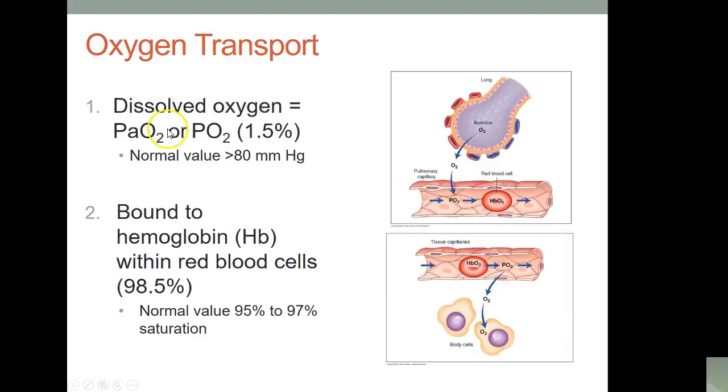Some is carried just as dissolved oxygen. Now remember, oxygen is not very soluble in water, so we have very little amount that's actually just carried as dissolved. So what happens as oxygen leaves the alveoli, it enters the capillary blood as the PO2, but it is rapidly taken up by the hemoglobin. Okay, and only about 1.5% is carried just directly dissolved in the blood. Okay, then we get to the tissues. Oxygen unbinds from hemoglobin. Then we have PO2 again, and it can go directly into the body cells.